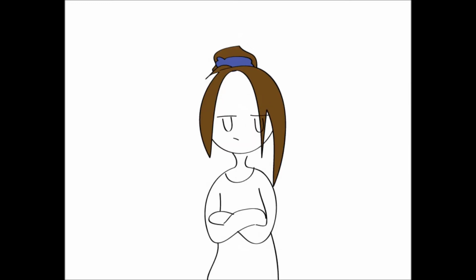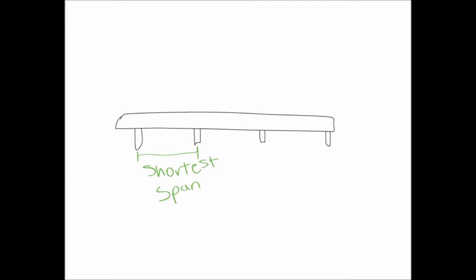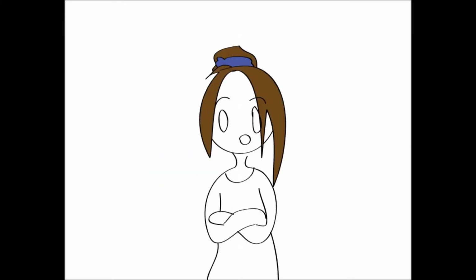Oh wait, did I not explain what a span is? Oh, okay, so a span is the distance between supports on a bridge. Suspension bridges have the longest spans, beam bridges have the shortest. It all depends on how strong the bridges are.